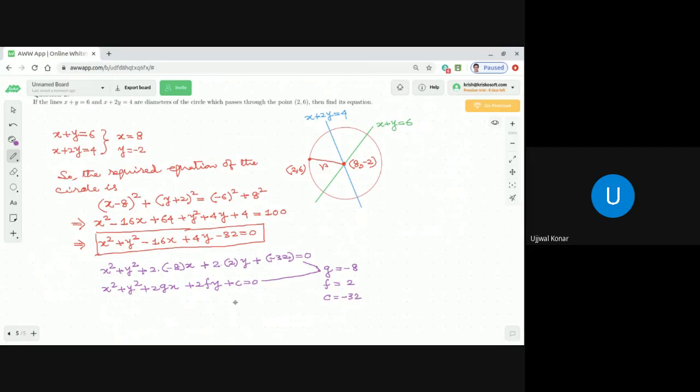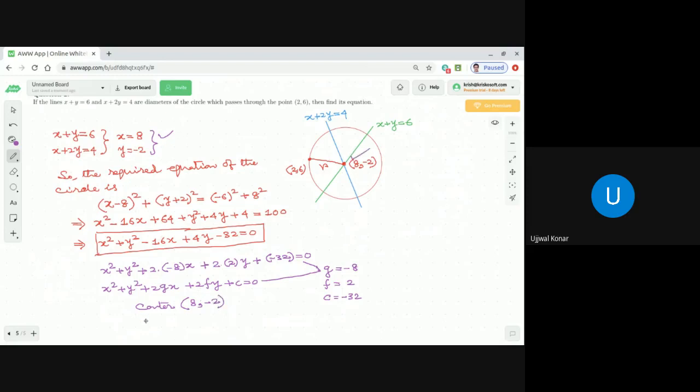So what is the center? Minus g, minus f. That is 8 comma minus 2, which is absolutely satisfying here. We got 8 comma minus 2 here. So that gives us the confidence that yes, whatever we have derived is correct. So g is minus 8, so minus g becomes minus of minus 8, which becomes plus 8, and minus f gives 8 comma minus 2. Exactly, it is actually satisfying.